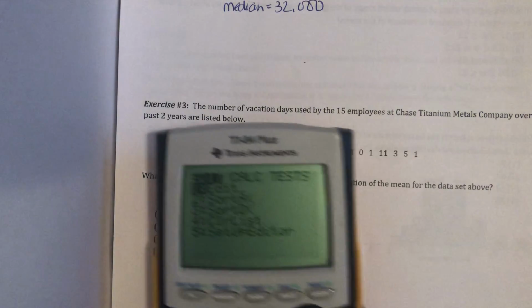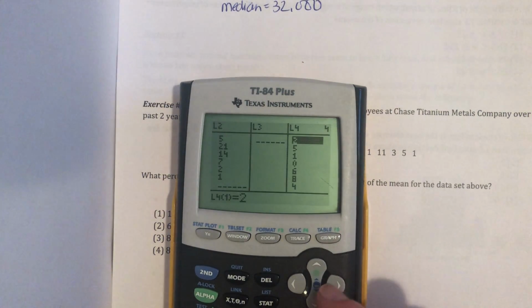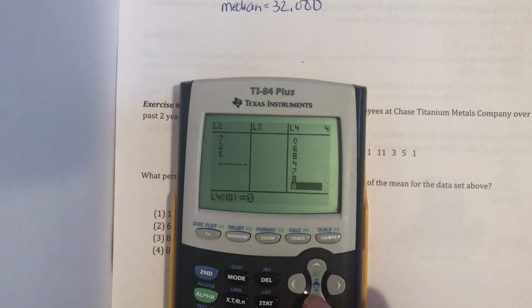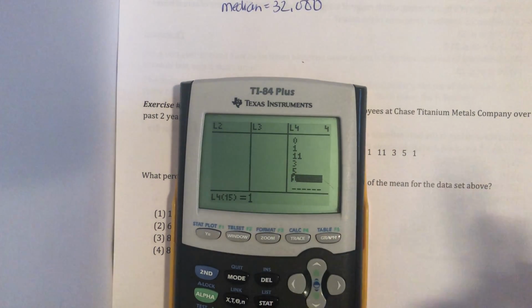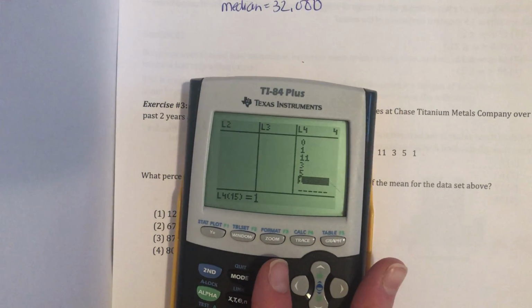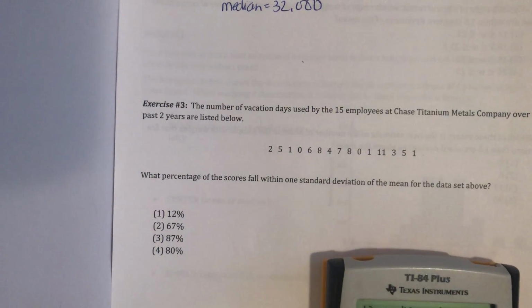So same as last time, stat, edit, enter those numbers in your list. It said there should be 15 numbers. So when you're done, make sure the last number in your list is the 15th number in your list. If you have one more or one less, that's incorrect, so make sure you fix it. So take a moment to enter those in, stop the video.